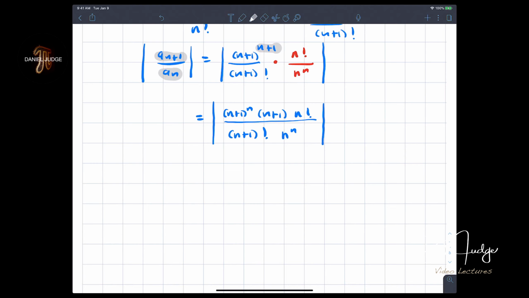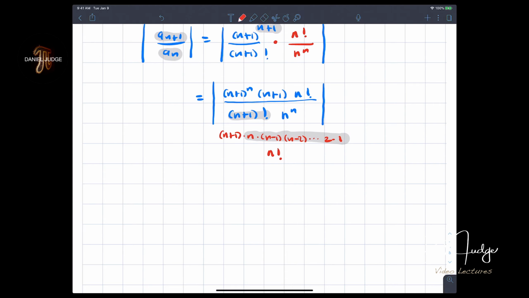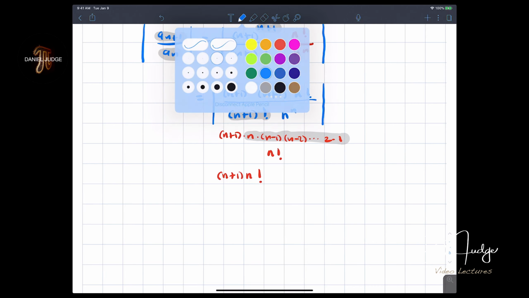Well, the reason I mentioned factorial is because of this portion here. This is n plus 1 times n, n minus 1, n minus 2, all the way down to 2 times 1, if you focus on that. Now, I want to remind you that that is really the definition of n factorial. So by just looking at this, n plus 1 factorial is n plus 1 times n factorial. That's the key here.